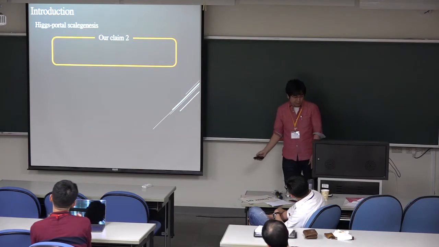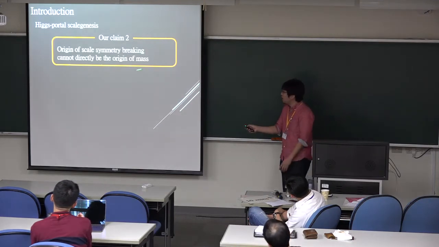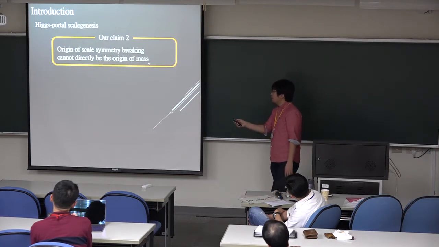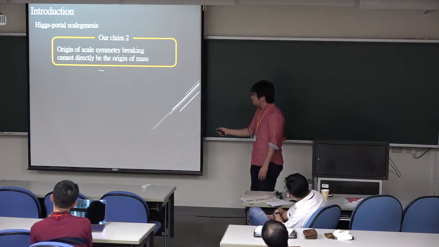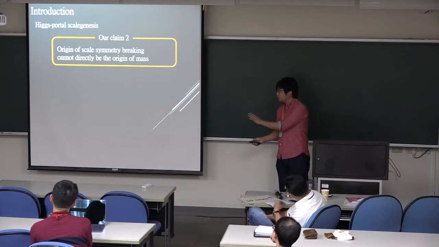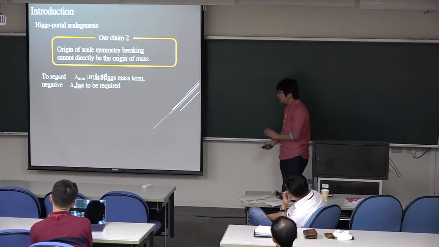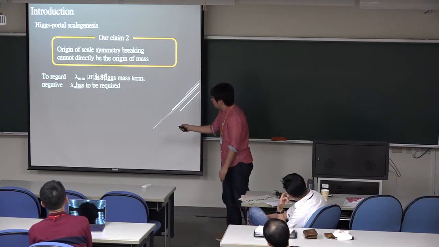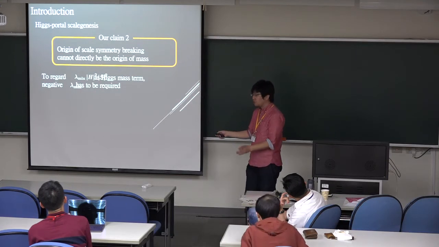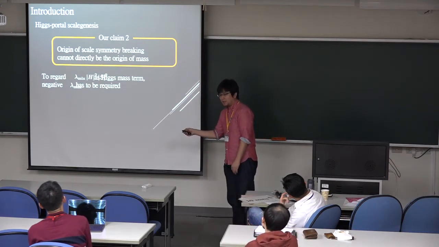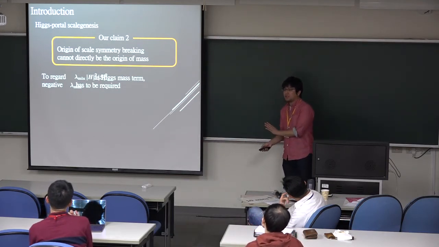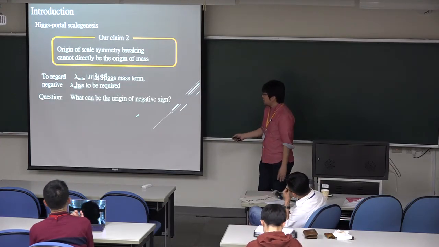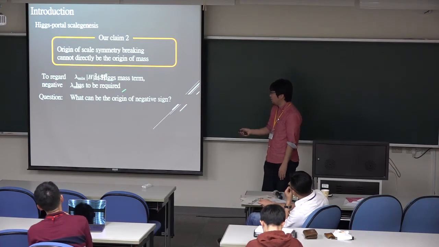And our second claim is that the origin of the scale breaking cannot directly be the origin of mass. I mean, this scale symmetry breaking cannot directly be the origin of the electroweak symmetry breaking. To regard this mixing term as a Higgs mass term, you should have a negative mixing coupling. Otherwise, electroweak symmetry cannot be broken. And another question here is what can be the origin of the negative sign.